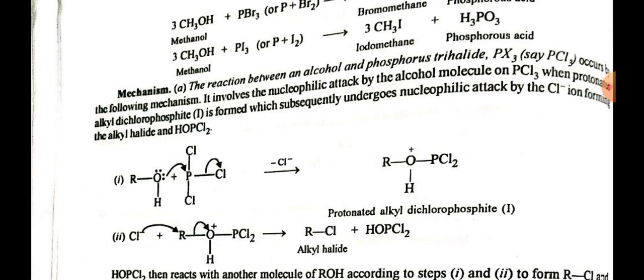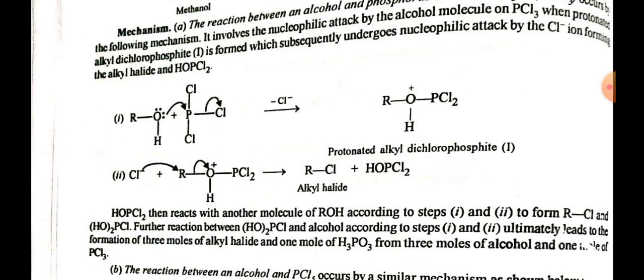It involves the nucleophilic attack by the alcohol molecule on PCl3, when protonated alkyl dichlorophosphite is formed. It subsequently undergoes nucleophilic attack by chloride ion forming the alkyl halide and HOPCl2. When an alcohol molecule reacts with PCl3, a chloride ion leaves and protonated alkyl dichlorophosphite is formed.